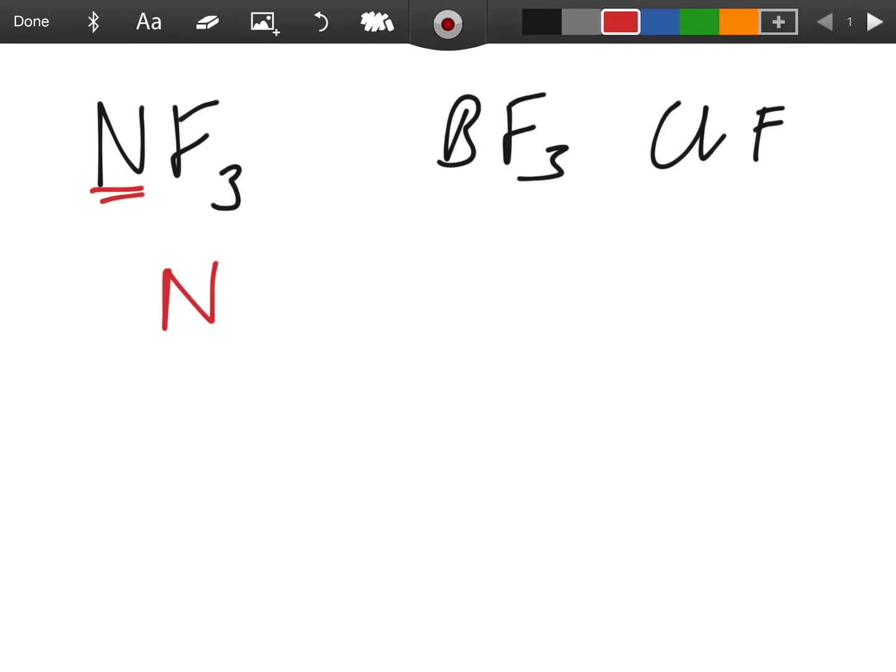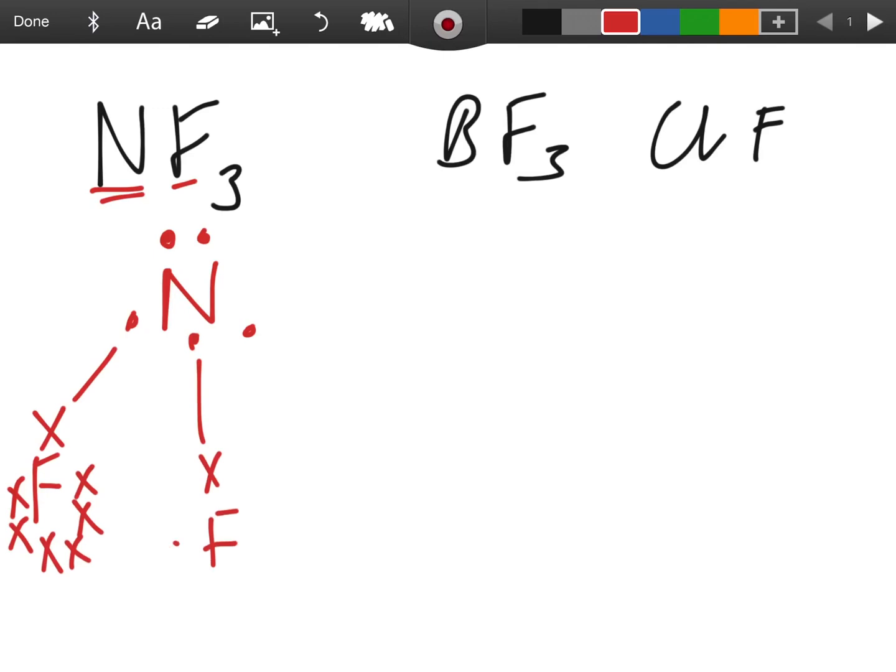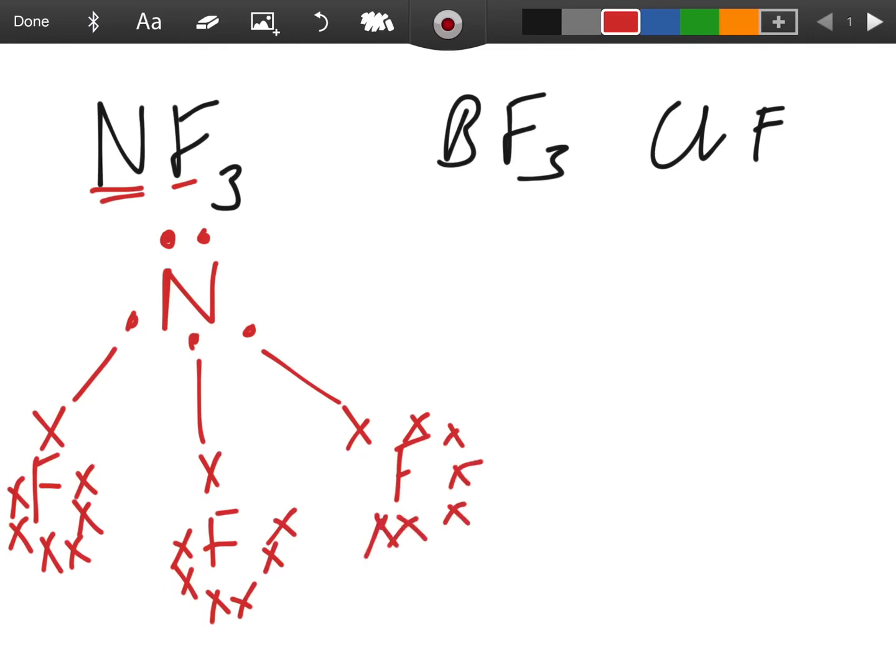Now you need to look for nitrogen in the periodic table. It's in group 5. So 1, 2, 3, 4, 5 electrons in the outer shell of nitrogen. When you look up fluorine in the periodic table, it's in group 7. Now remember that if you dot nitrogen's electrons, you have to cross fluorine's electrons. So X there, fluorine. Now fluorine's in group 7, so you have to draw 7 electrons in the outer shell of fluorine. 1, 2, 3, 4, 5, 6, 7, and 1, 2, 3, 4, 5, 6, 7. So that's the dot and cross diagram for that.